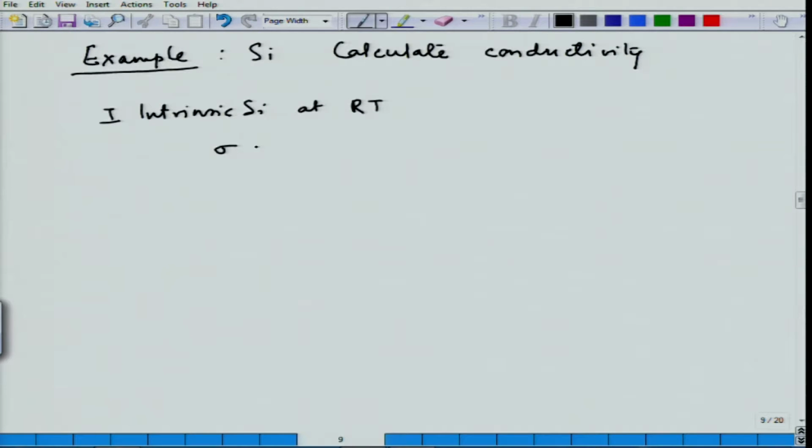Conductivity is going to be nothing but, as discussed earlier, q times the concentration for intrinsic silicon multiplied by the mobility for silicon, which we have just shown a few slides earlier. That is the intrinsic electron concentration times mu n, plus the hole concentration multiplied by mu p. So, taking these values from earlier examples, I can write this as q times Ni.